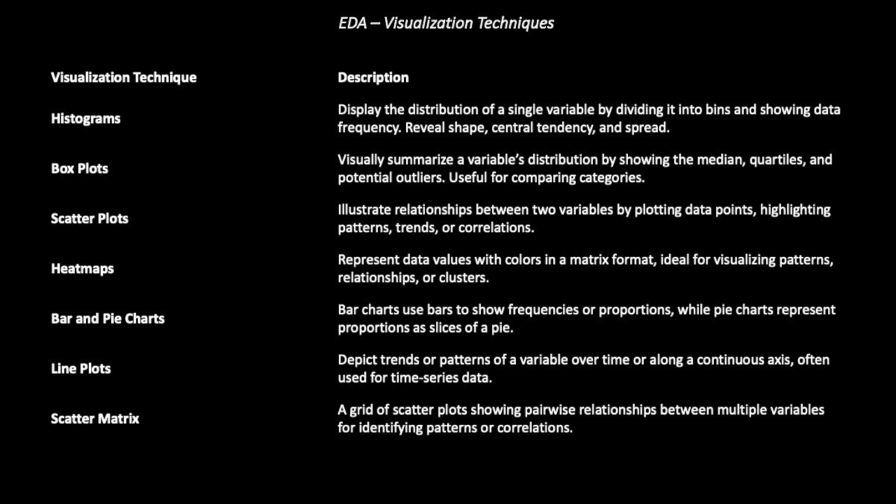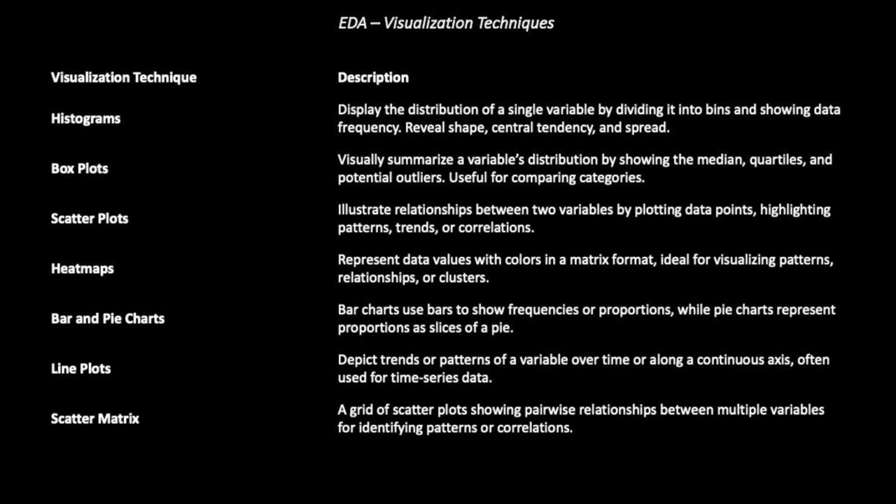Visualization techniques. Histograms display the distribution of a single variable by dividing it into bins and showing the frequency of data points in each bin. They reveal the data's shape, central tendency, and spread. Box plots visually summarize a variable's distribution by showing the median, quartiles, and potential outliers, useful for comparing groups or categories. Scatterplots illustrate relationships between two variables by plotting data points on a graph, highlighting patterns, trends, or correlations.